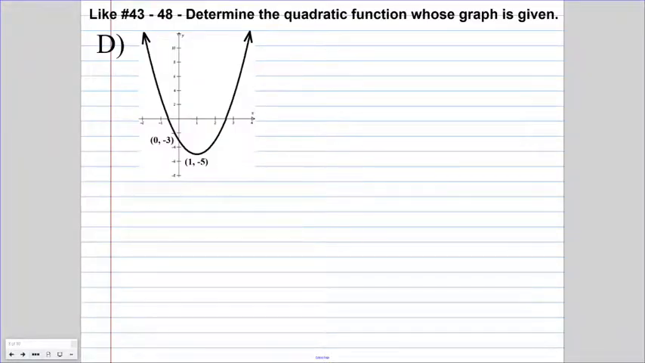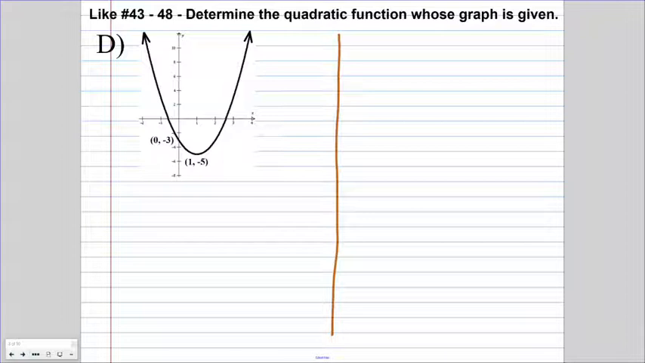Okay, so a slightly different example here. I've given you a graph and I want to know what the equation of this graph is going to look like. I'm going to show you two different ways. One is kind of like a shortcut, and if that's hard for you to imagine, then I'll show you how to work it out algebraically as well.